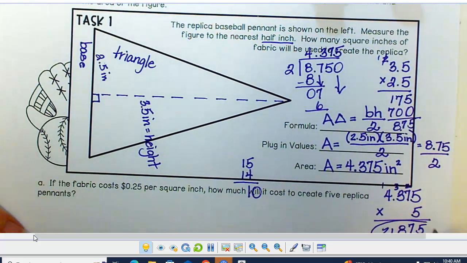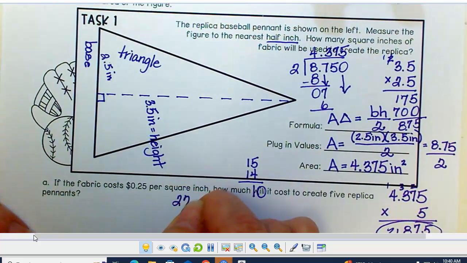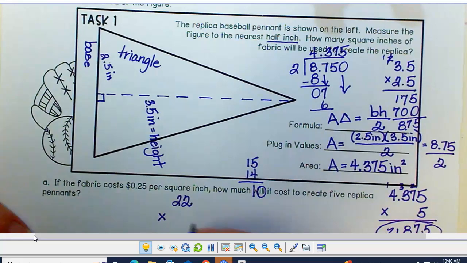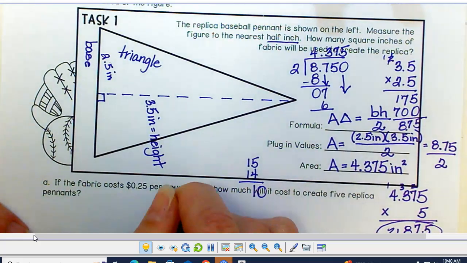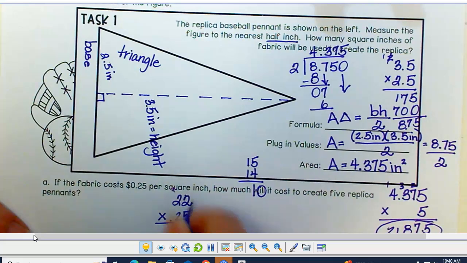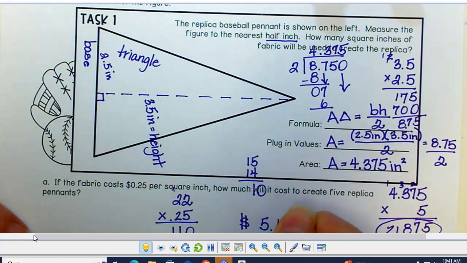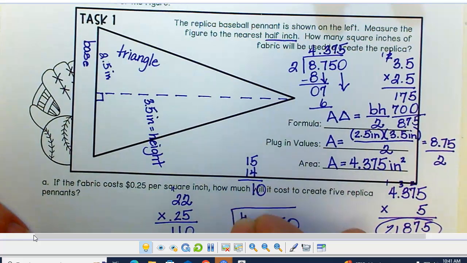What I'm going to do is I'm going to just say, you know what, that's basically 22 square inches. So I'm going to say 22 square inches times 0.25. 5 times 2 is 10. 5 times 2 is 10 plus 1 is 11. Placeholder 0. 2 times 2 is 4. And 2 times 2 is 4. I have 2 digits behind decimals in the problem, so 2 digits behind decimals in the answer. And it's going to cost you about $5.50 to make 5 pennants.